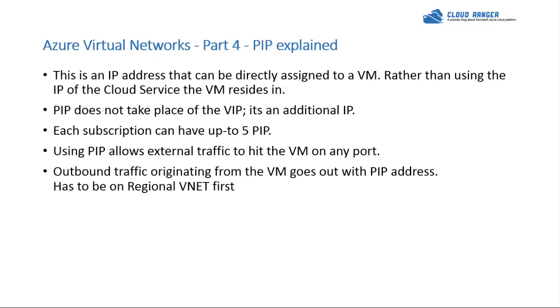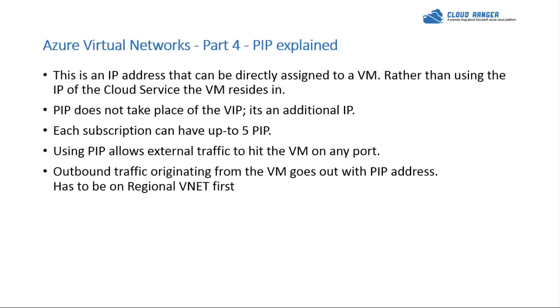So if your virtual machine was going to be a web server, you'd add port 80 for HTTP or port 443 for HTTPS or whatever. You have to add that endpoint to the virtual machine for the cloud service to get in there. With a PIP, you don't need that.